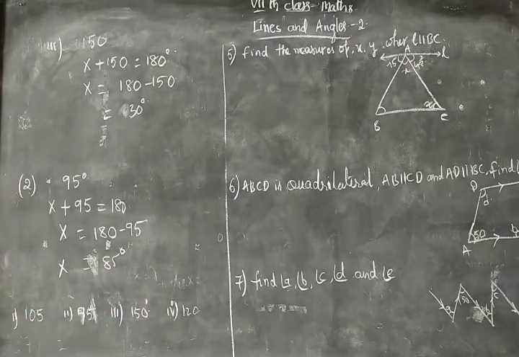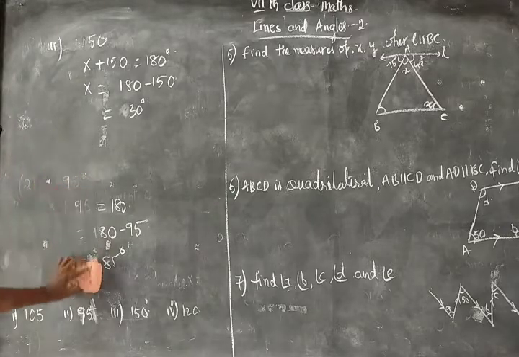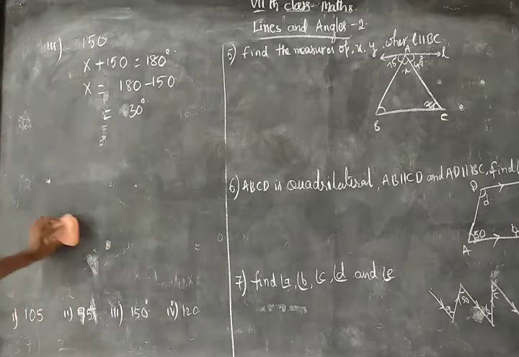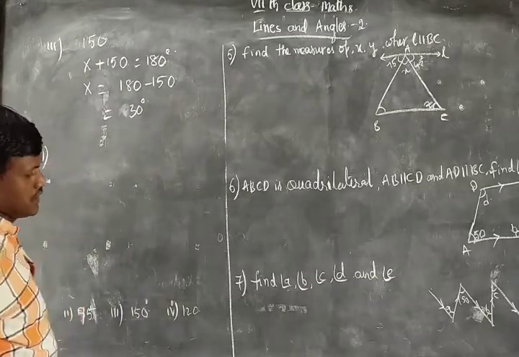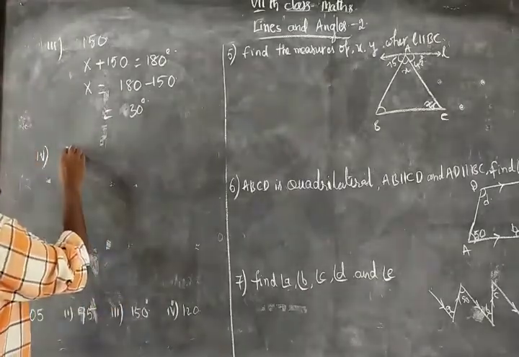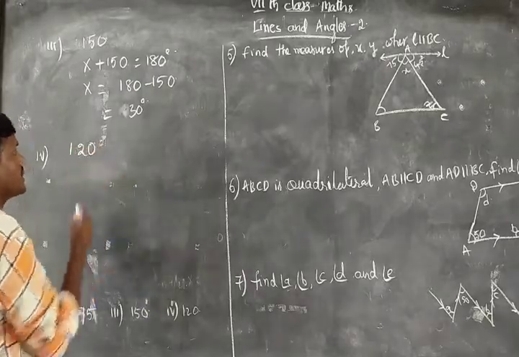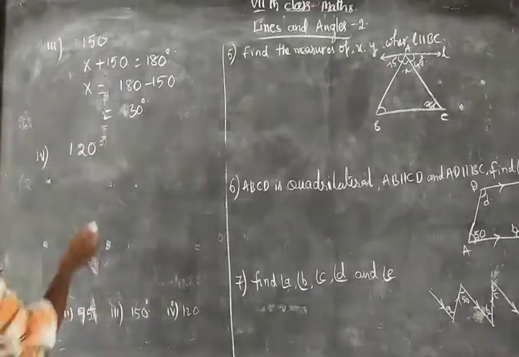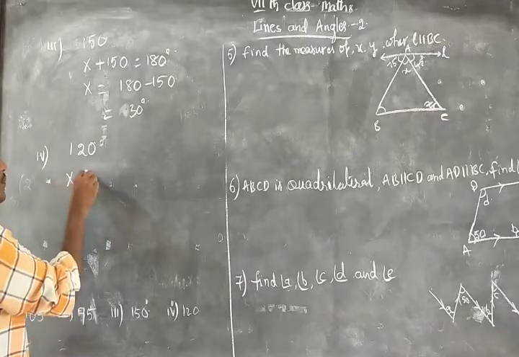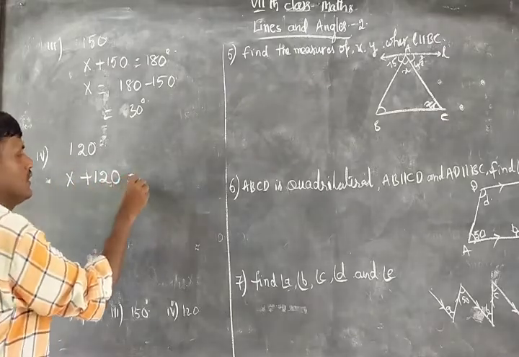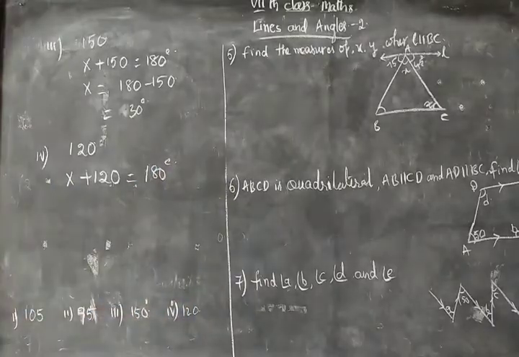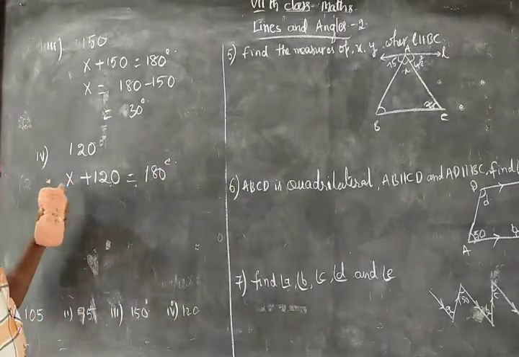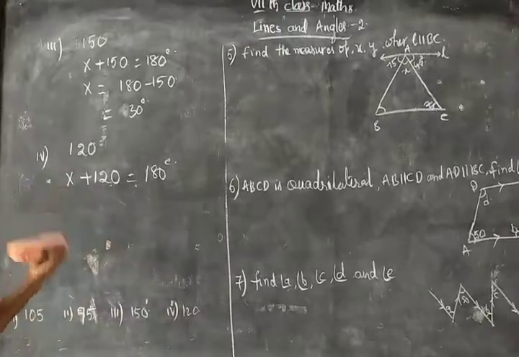Next, 120 degrees is given. Try the fourth one. What is it? 120 degrees. So one angle is 120 degrees. What about the remaining? Supplementary. By using supplementary, x plus 120 is equal to how much? Supplementary means 180 degrees. He gave that, so try to find the x value, the variable.